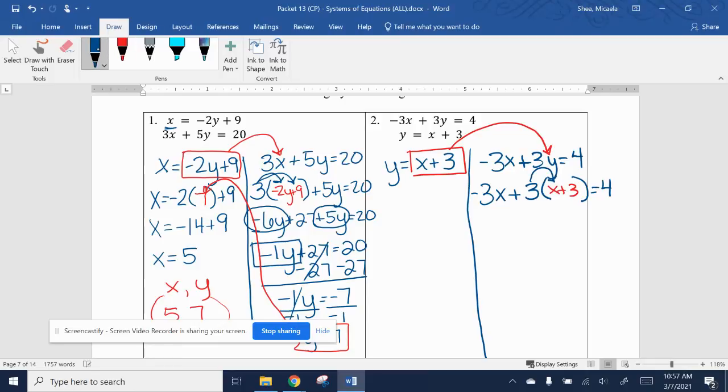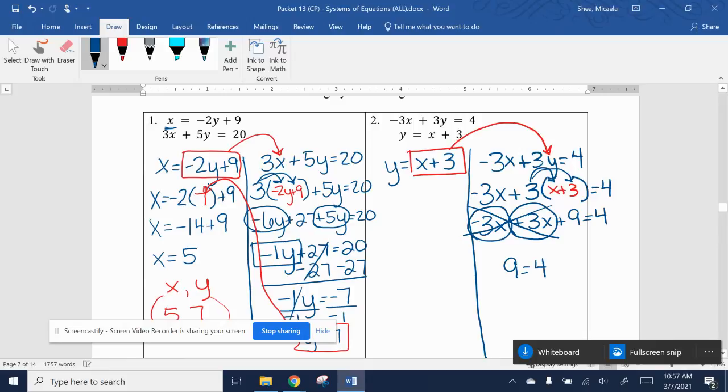In the parentheses, I'm putting that x plus 3 that we have. We're going to start by distributing. So I have negative 3x. 3 times x is positive 3x. 3 times 3 is 9 equals 4. Combine like terms, the negative 3x and the positive 3x combine and actually eliminate each other, and we end up with 9 equals 4. 9 does not equal 4. It's a false statement. So since it's false, we're going to call this a no solution. That means these two lines will never cross if we were to graph them. In fact, they would be parallel.